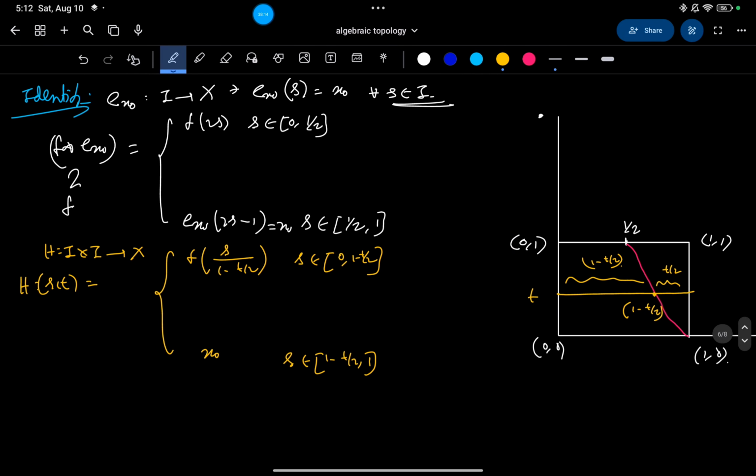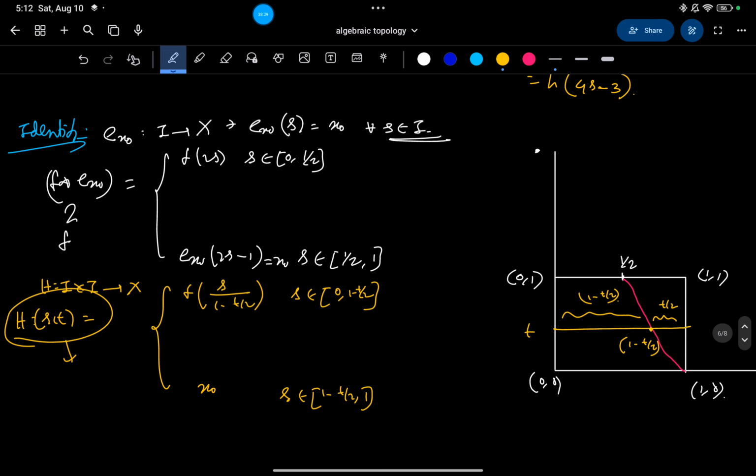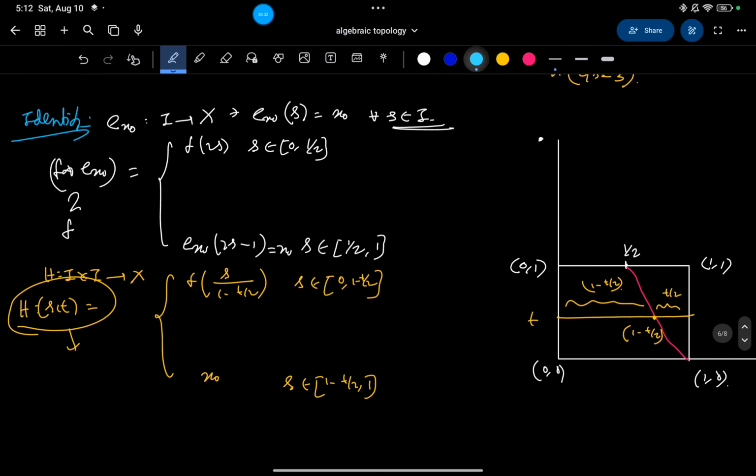So this particular map works as a homotopy between f star x naught and f. In fact, we can change the order of x naught. Instead of this, we can make another one, that is x naught star f. So here it will be x naught, and here it will be f of 2s minus 1. So then the picture will be something different.